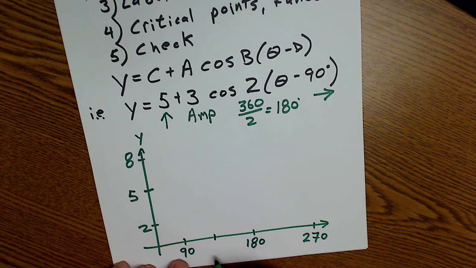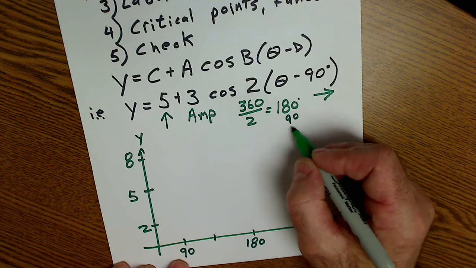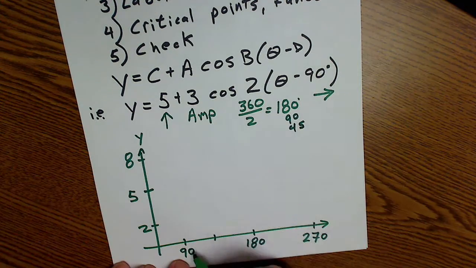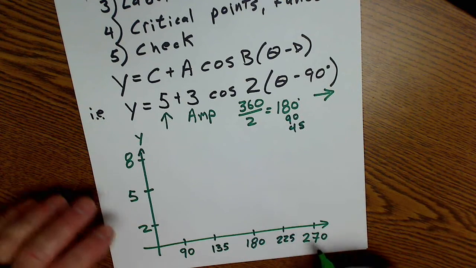Then I need my quarter points. So half of 180 is 90. Half of that is 45. So my first quarter is 45 after 90. So 135 plus 45 plus 45 plus 45. So I split it into 4 equal quarters.